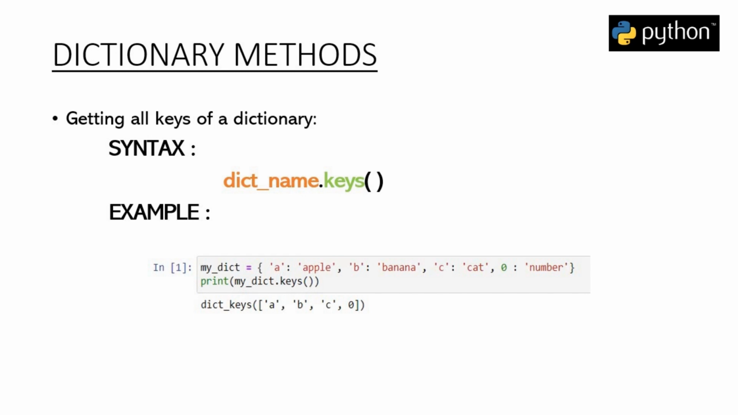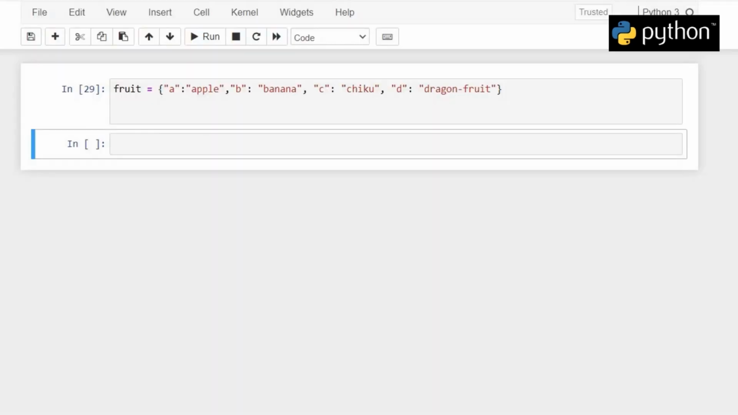We first write the name of the variable in which our dictionary is stored, followed by the dot sign, followed by keys, and afterward the open and closed parentheses. So let's head over to Python and see how this works. Here we have already defined our dictionary fruit, which is storing 4 key value pairs, namely A apple, B banana, C chiku, and D dragon fruit. Now as you can see, we have 4 different keys as well, namely A, B, C, and D.